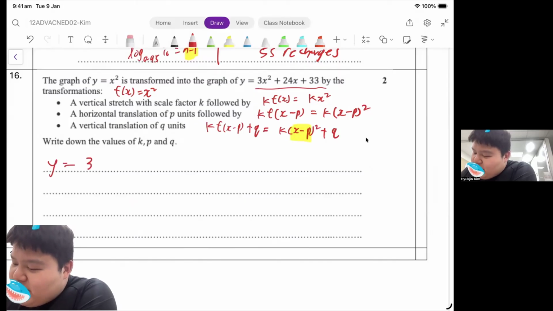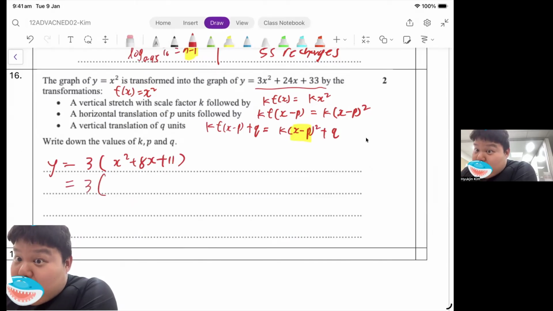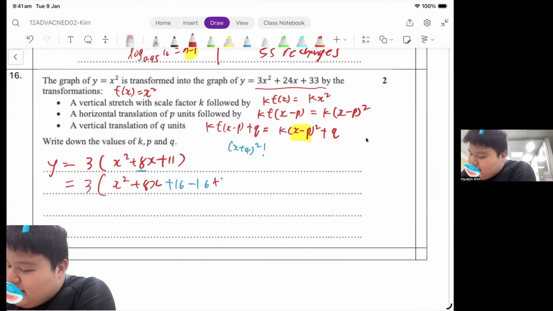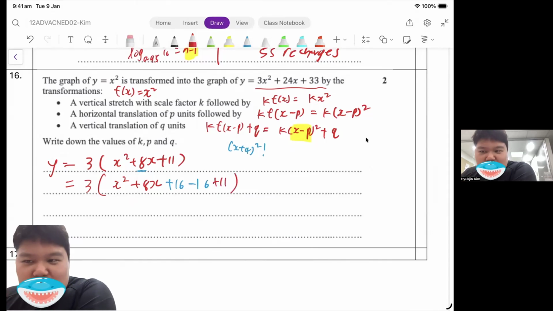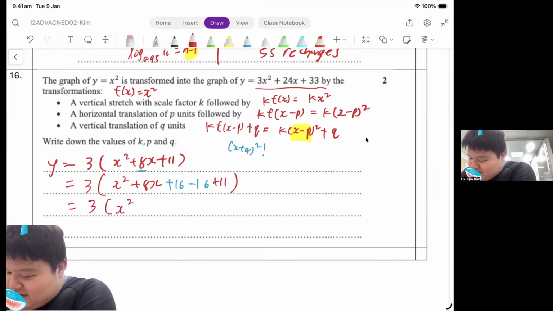So y equals 3 bracket x squared plus 8x plus 11. Now this becomes 3. Now remember, x squared plus 8x, this is going to turn into x plus 4 squared. So now it becomes plus 16 minus 16 plus 11 bracket. You should be comfortable with perfect squares. You can't be like, so how'd you get that? I'm gonna beat your ass. I didn't say that. My lawyer advised me to not finish that sentence.